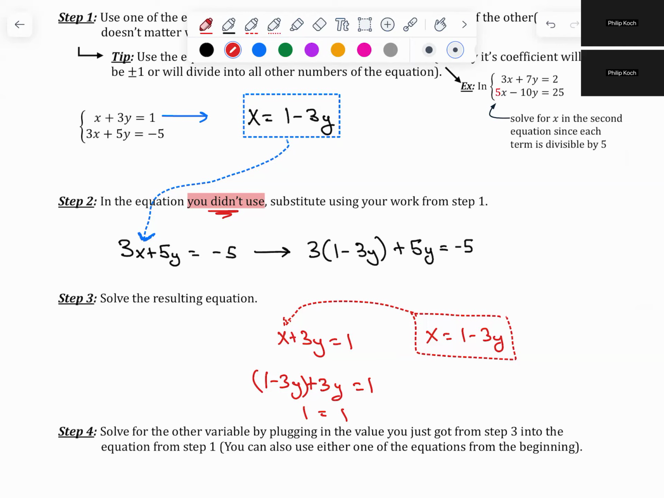It's not useful. The reason why you're plugging into the second equation is because you're trying to solve the system. You need to write one of them in terms of the other to plug it into the other one to see what happens.